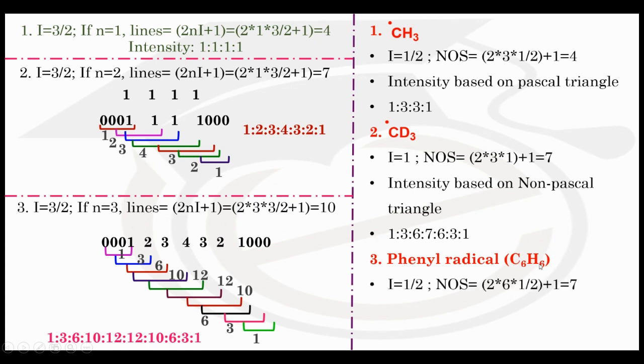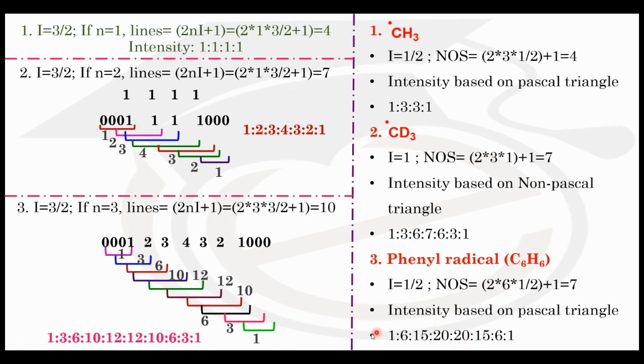Next one is phenyl radical. Phenyl radical, here one unpaired electron is there, so it is ESR active, and it contains 6 hydrogens. That means hydrogen is an active nucleus with a spin of 1 by 2. So the number of signals will be 2 into 6 into 1 by 2 plus 1, that is equal to 7. Here we are getting 7 signals, 7 lines.